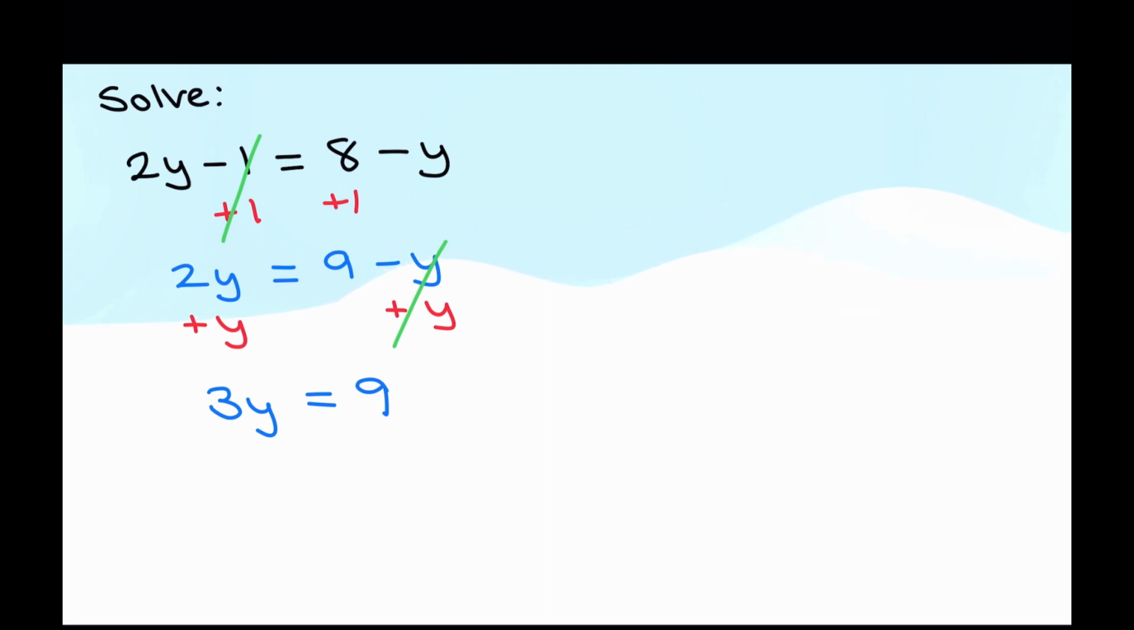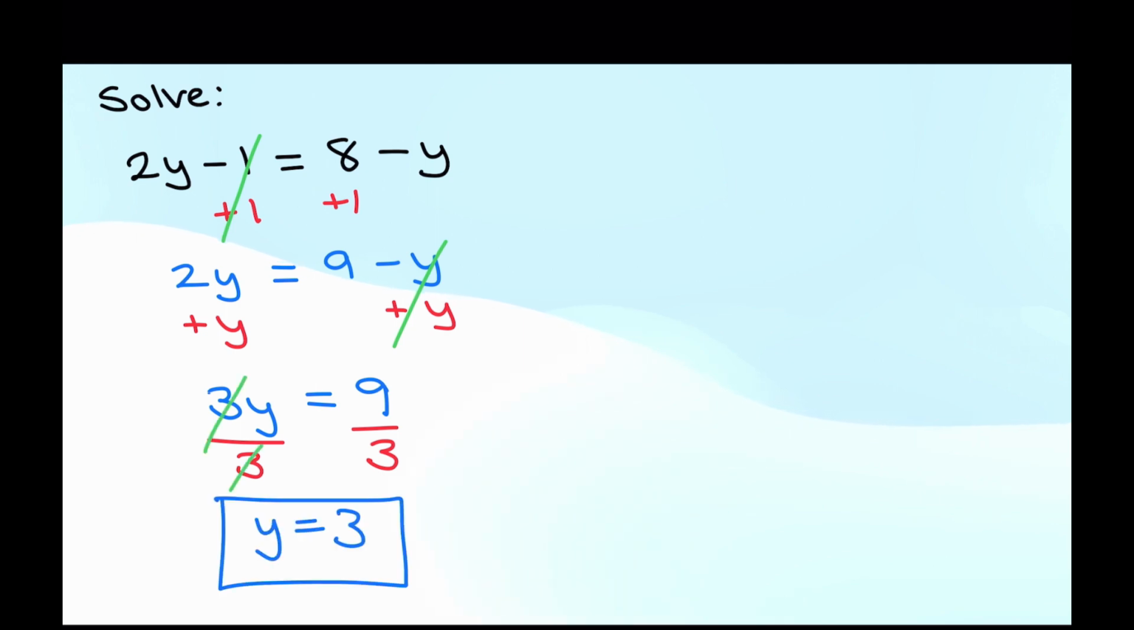2y plus 1y is 3y. And then on the right side, minus y plus y, that adds to 0. That goes away, and we're just left with 9. Finally, we can solve by getting rid of that 3. It's a 3 times y, so we're going to divide both sides by 3. 3 divided by 3 is 1, so now we've got 1y equals 9 divided by 3, which is 3. So y equals 3 is my solution.